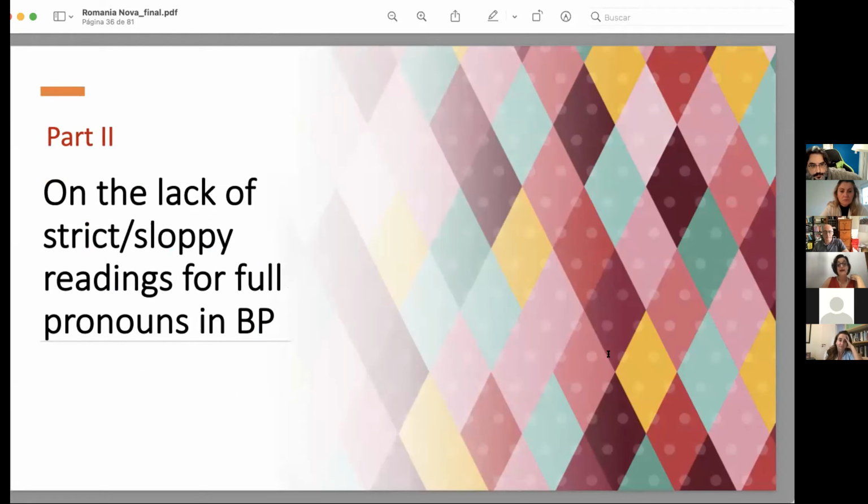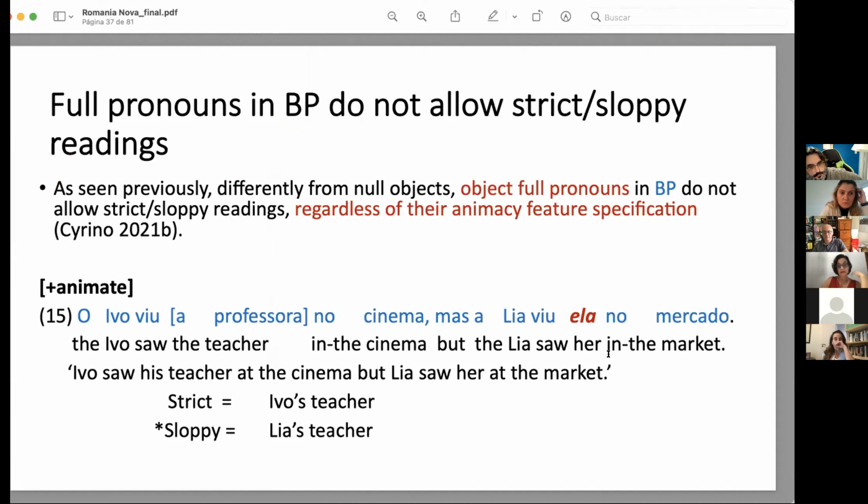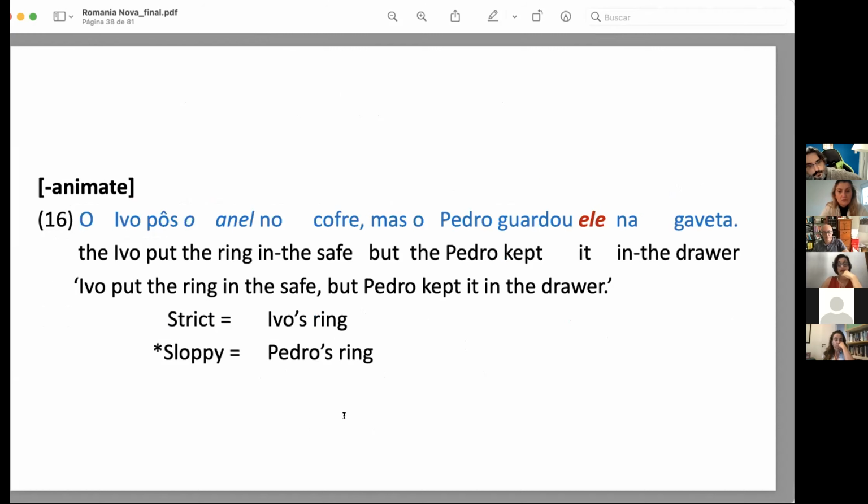Now, what about the lack of strict and sloppy readings for full pronouns in Brazilian Portuguese? As I've shown previously, different from null objects, object full pronouns do not allow strict and sloppy readings regardless of their animacy feature specification. So you can have a plus animate, ela here. O Ivo viu a professora no cinema, mas a Lia viu ela no mercado. Could be only Ivo's teacher, not Lia's teacher. If it's minus animate, the same. O Ivo pôs o anel no cofre, mas o Pedro guardou ele na gaveta. It's just Ivo's ring, not Pedro's ring.